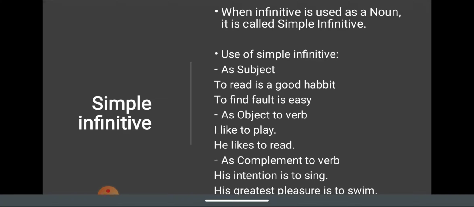As complement to the verb: his intention is to sing. His greatest pleasure is to swim. So intention is to swim. Here is the complement to the verb is. To sing is the complement for the verb is. To swim is the complement for the verb is.